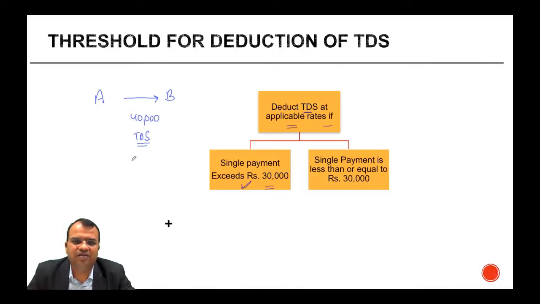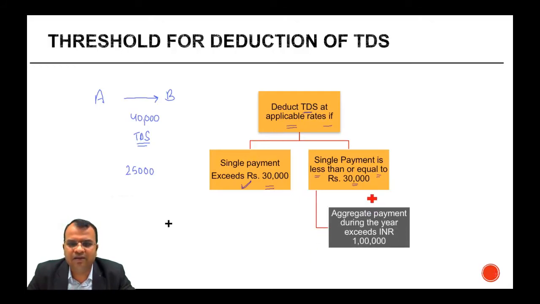If the single payment is less than or equal to 30,000. Now, in the same case, let's say the payment which was being made was 25,000. In that case, the single payment is less than or equal to 30,000, right? But the aggregate payment during the year exceeds INR 1 lakh. At the time when this 25,000 was paid, let's say C had to pay the amount to D. C knew that when I have to make the payment to D, the total contract value is 1,20,000, which has to be paid during financial year 2018-19.